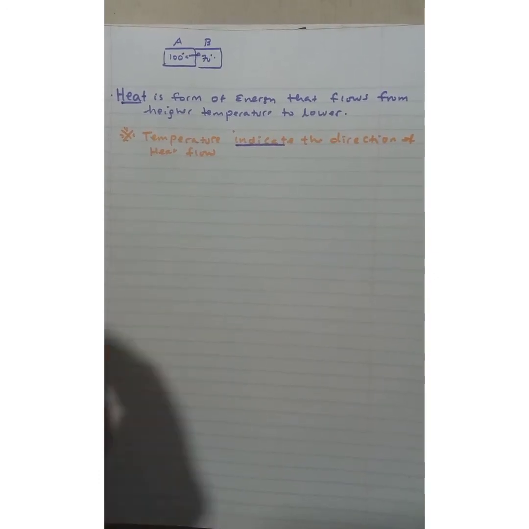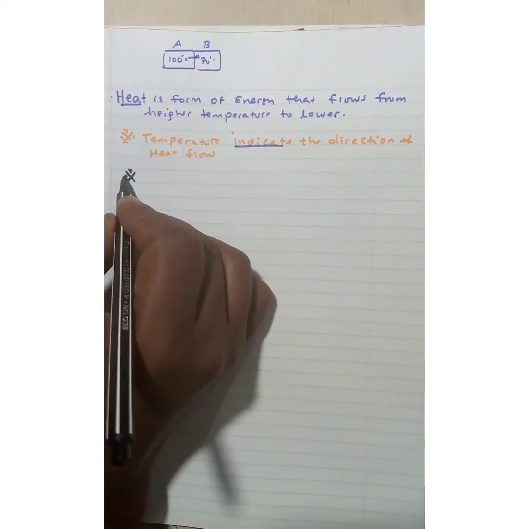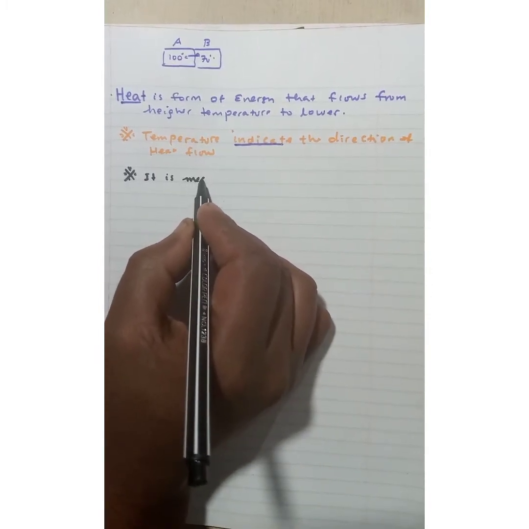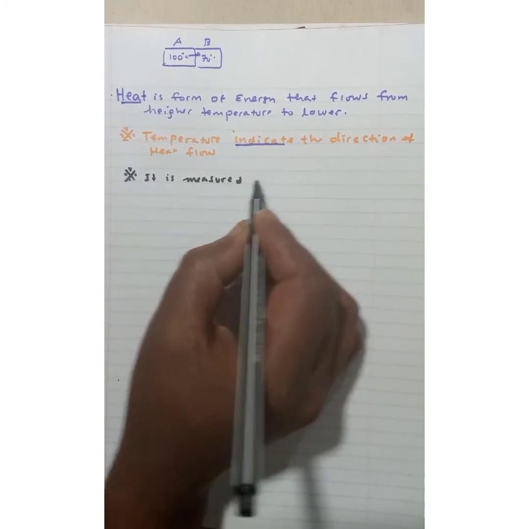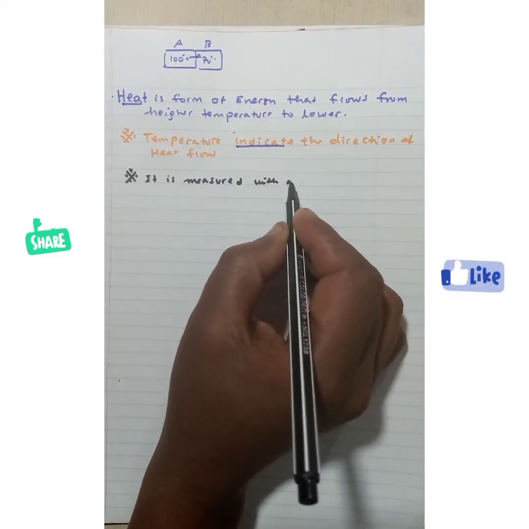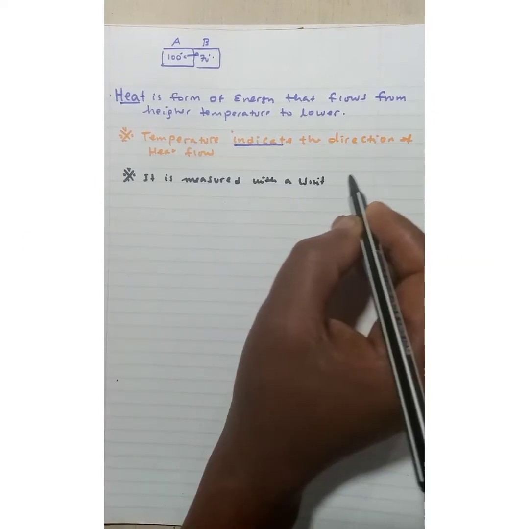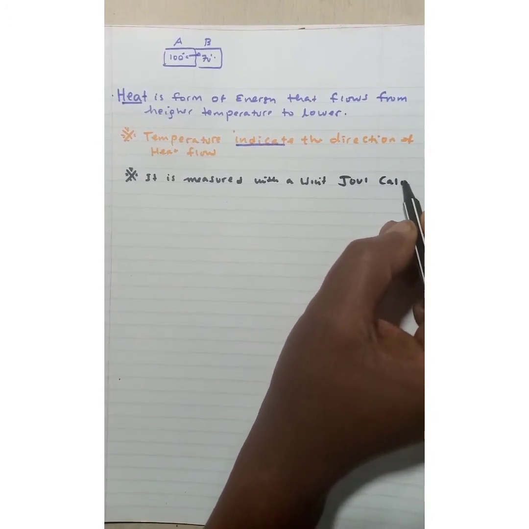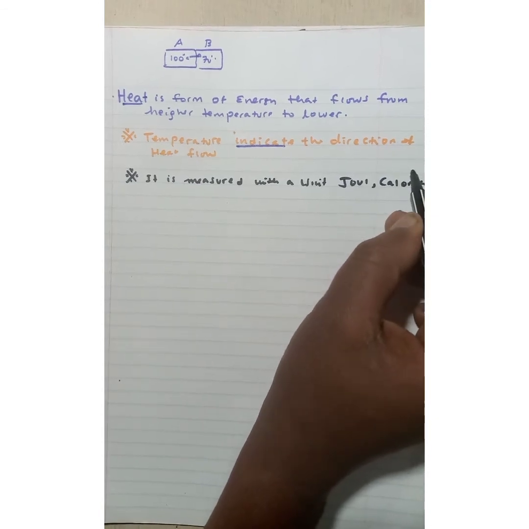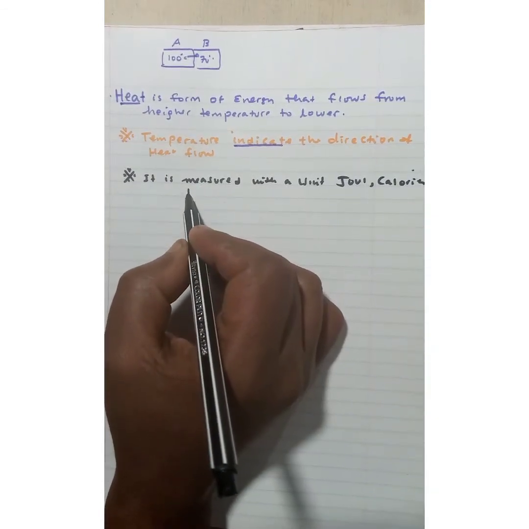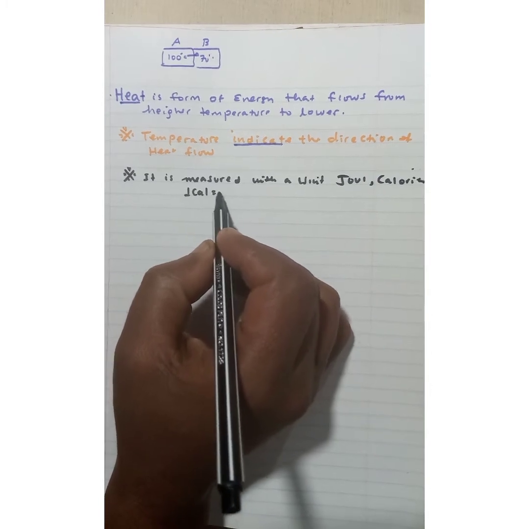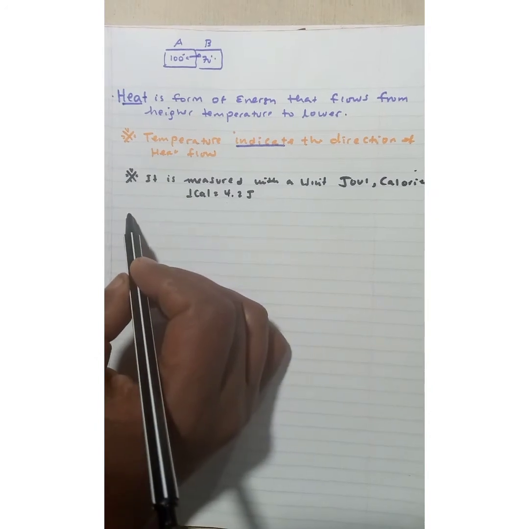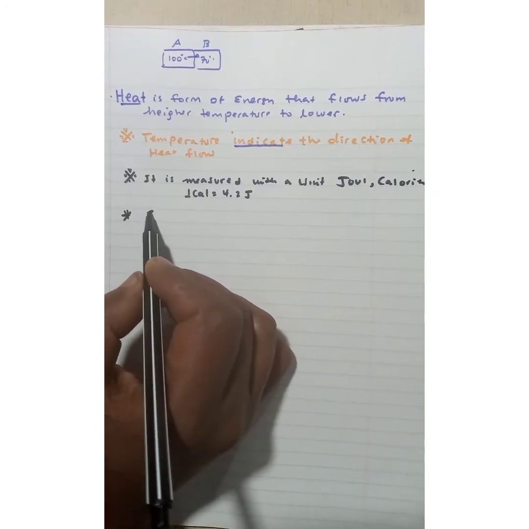Heat is measured with a unit, joule and calorie, and so on. And 1 calorie of heat equals 4.2 joule. Now let's see effects of heat.